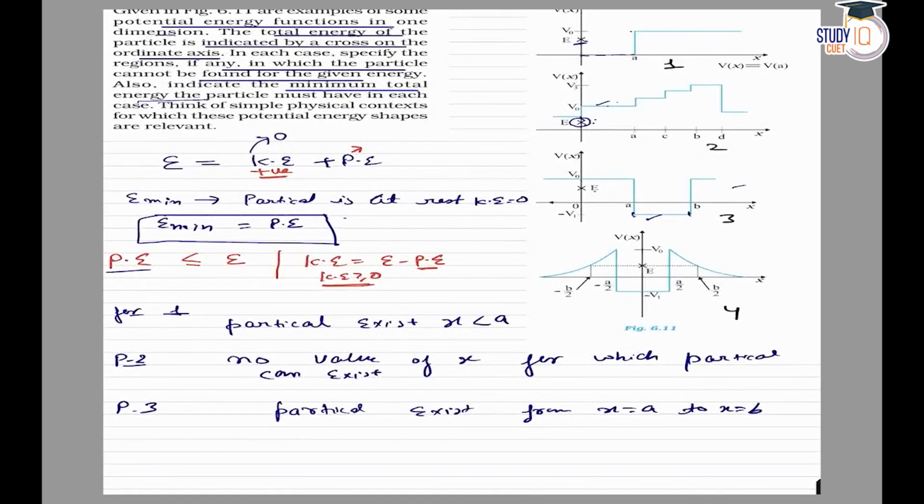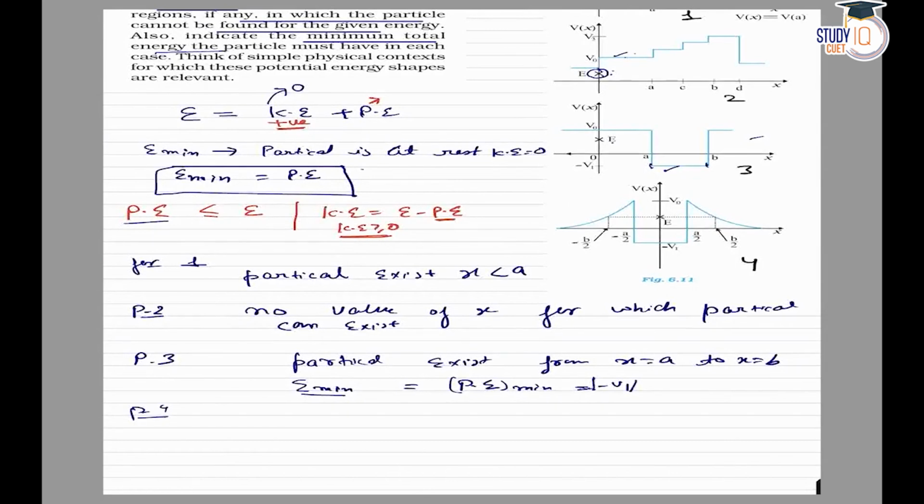And in this case, we can say that the potential energy minimum is equal to the total energy minimum. For total energy minimum, kinetic energy is 0 and the potential energy minimum is equal to minus V1. So we can take the magnitude of it. So total energy is equal to minus V1 and magnitude is V1.